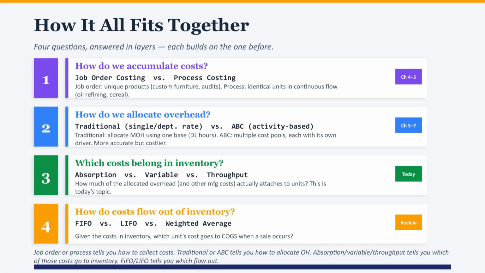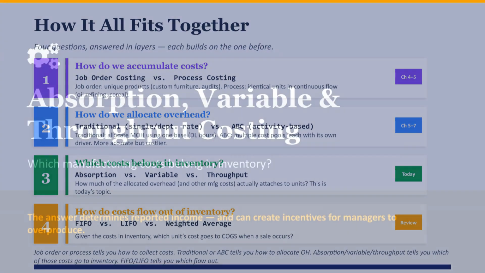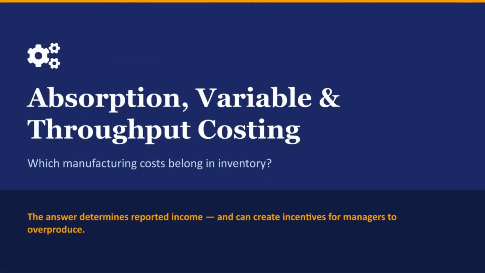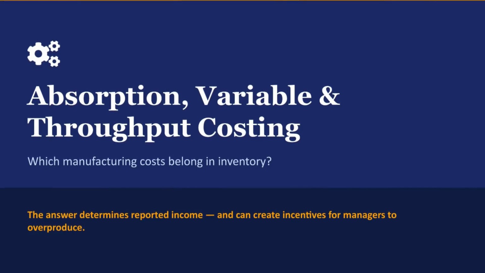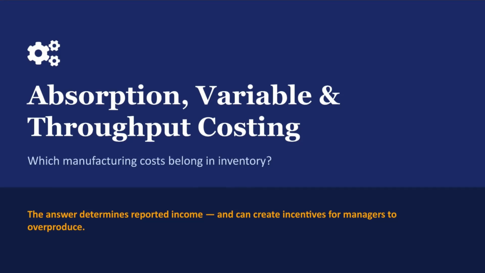Finally, once costs are in inventory, FIFO, LIFO, or weighted average determines which unit's cost goes to COGS when a sale occurs. Now we shift focus to manufacturing cost allocation, absorption, variable, and throughput costing. This slide poses a critical question: which manufacturing costs belong in inventory?